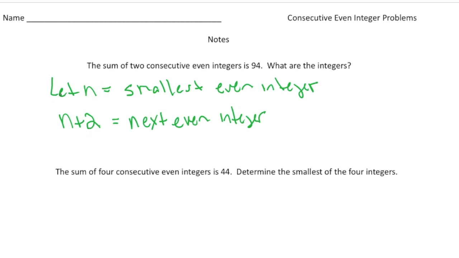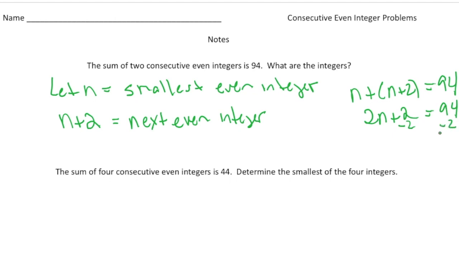And I know that together they add up to 94. So based on that, I can write an equation where n plus n plus 2 equals 94. So n is going to be the smallest integer, and n plus 2 is going to be the next one, and together they add up to 94. And now we can solve this equation, so I'm going to simplify. So it's going to be 2n plus 2 equals 94. And then I'm going to take away 2 from both sides.